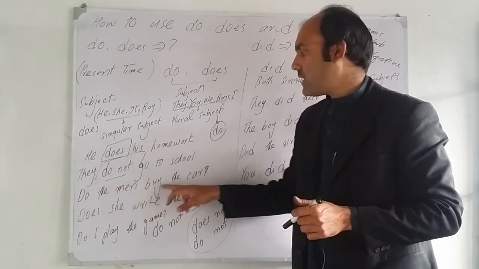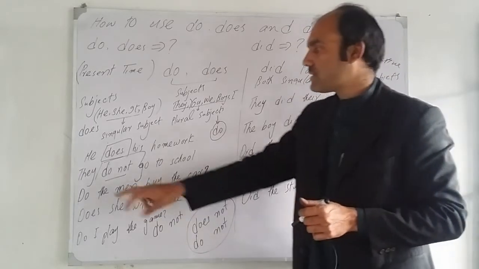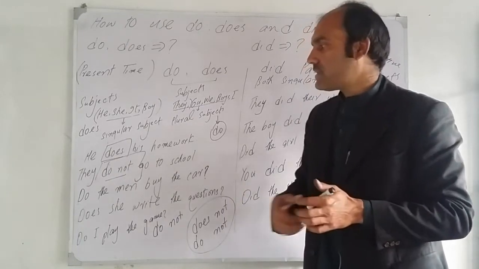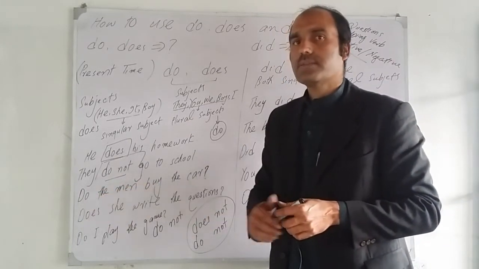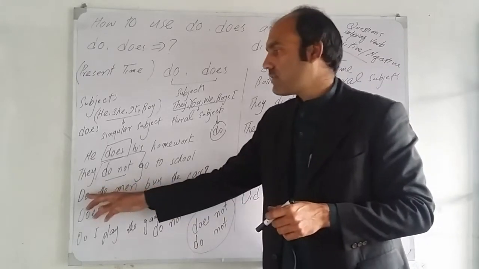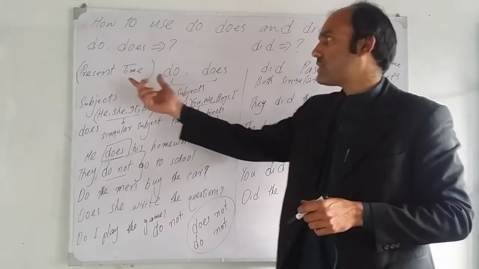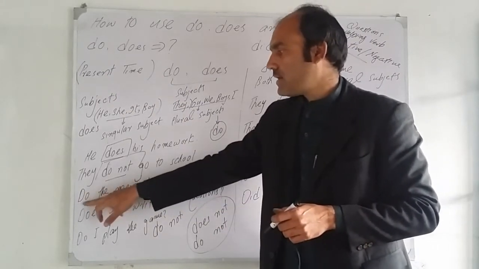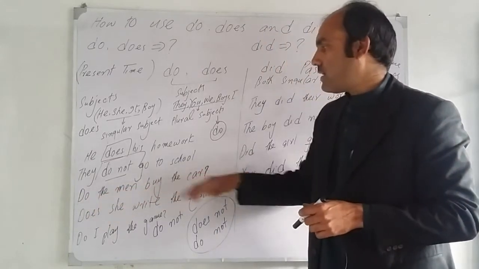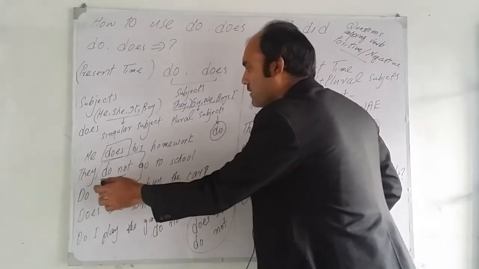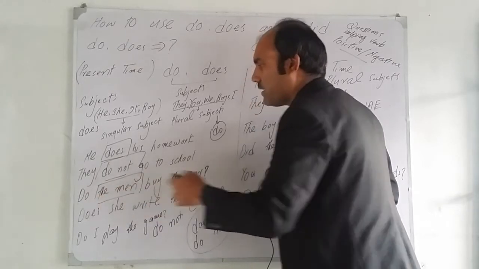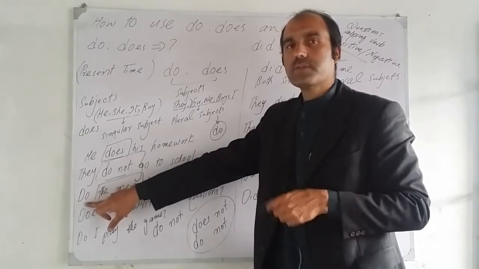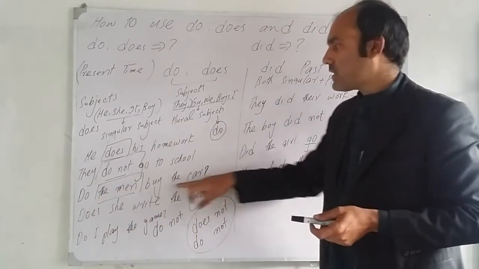Now come to this one. Do the men buy the car? This sentence is started by do. This is an interrogative sentence. An interrogative sentence is always started by do and does when you are making sentences for the present time. So this sentence is started by do because my subject is plural. The men mean more than one man. It is put at the beginning because my sentence is interrogative.